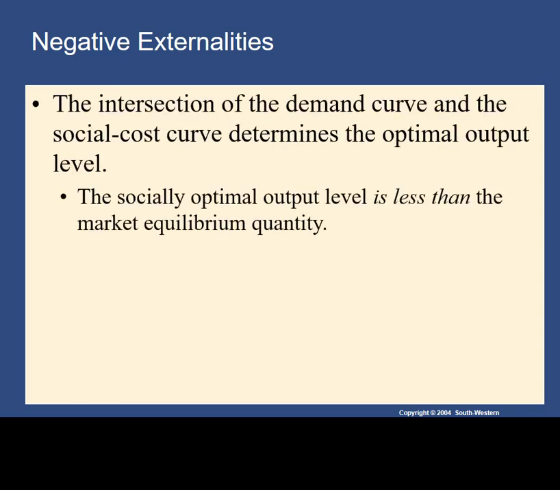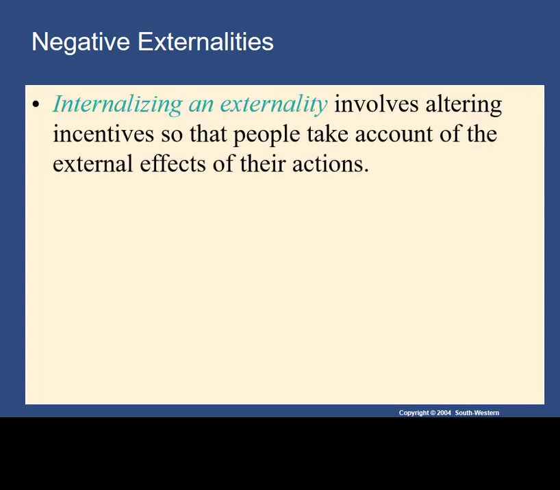So the intersection of the demand curve and the social cost curve determines the optimal output for society. The socially optimal level of output is less than the market equilibrium quantity. And one of the strategies that is sometimes used is called internalizing the externality, and that involves somehow altering the costs so that the producers will take account of those external effects on their actions. So think of regulating producers so they don't produce as much pollution.